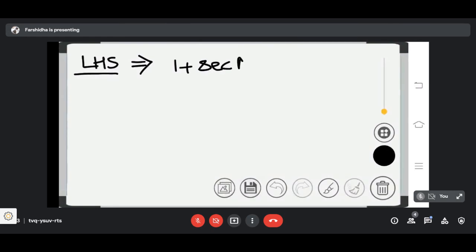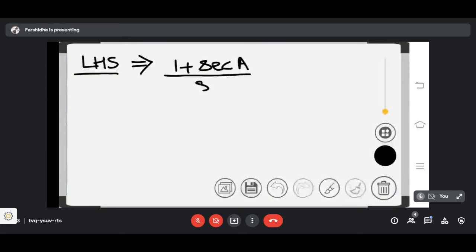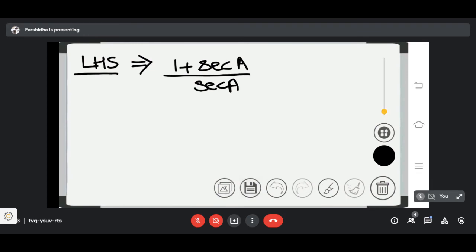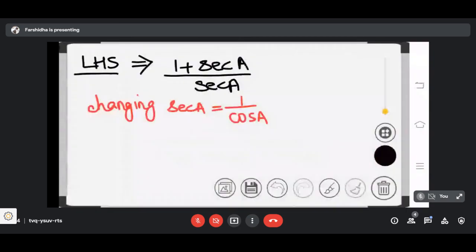(1 + sec A) / sec A. So below that, guys, we're going to change sec A to 1 by cos A. Then change sec in numerator and denominator as 1 by cos A in the next step. So it will be 1 plus 1 by cos A divided by sec A, which is 1 by cos A again.